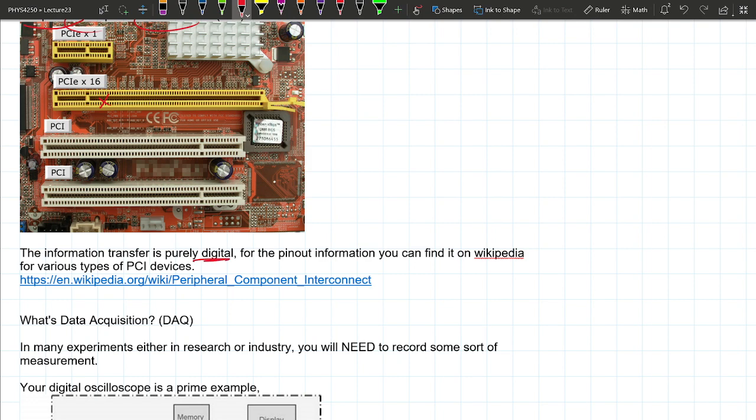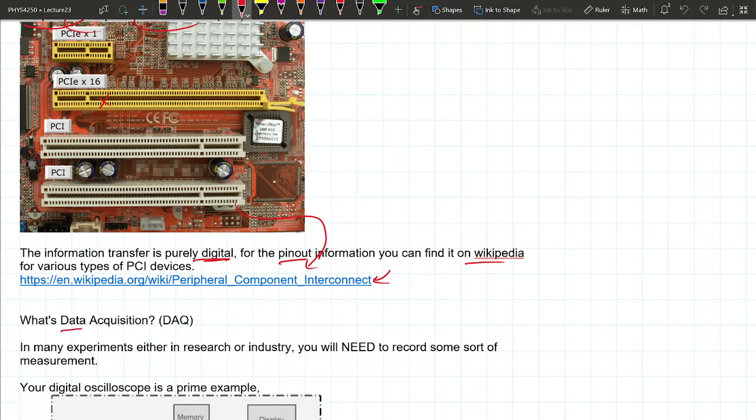And if you're interested in how to build your own PCI card, you can actually build your own. You can look at the pin listing, the pinout information on Wikipedia, and then you can build it yourself if you want. And then you can connect it to the computer, and then probably the first time it'll be on fire, but next time it'll work, right?